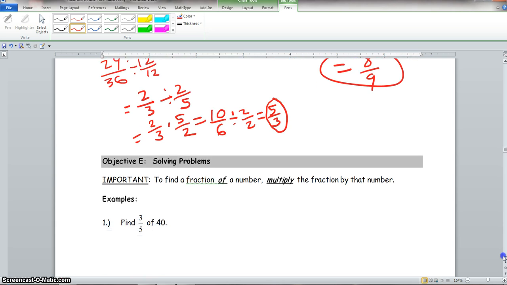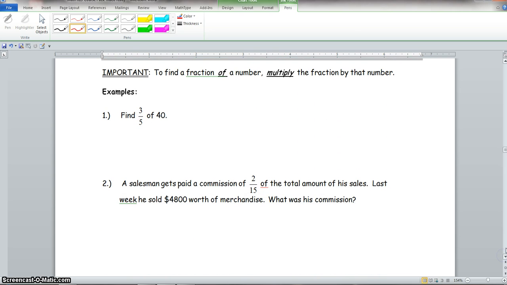Now we come down here to objective E. It says solving problems. To find a fraction of a number, multiply the fraction by that number. Now we have find 3/5 of 40. The word "of" in a lot of your math problems means multiplication. So this would be 3/5 times 40.